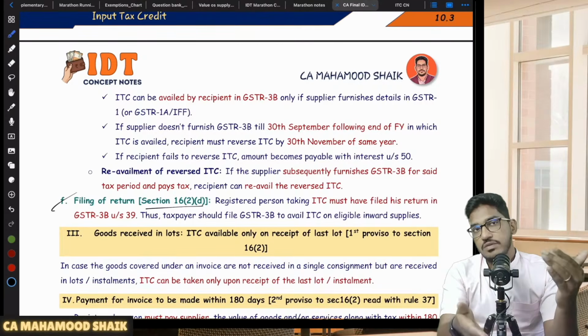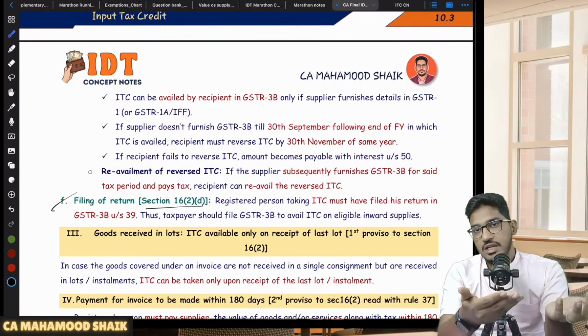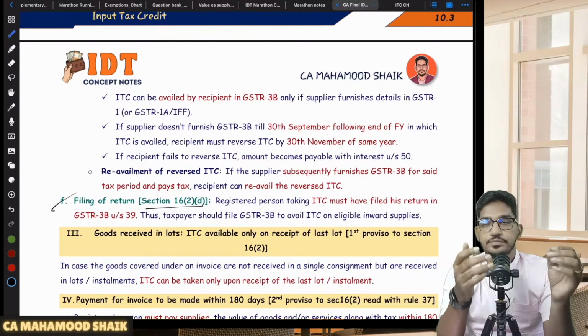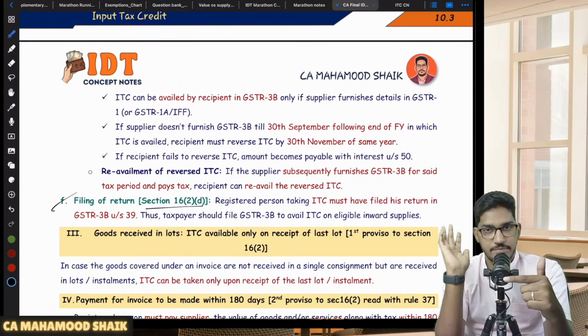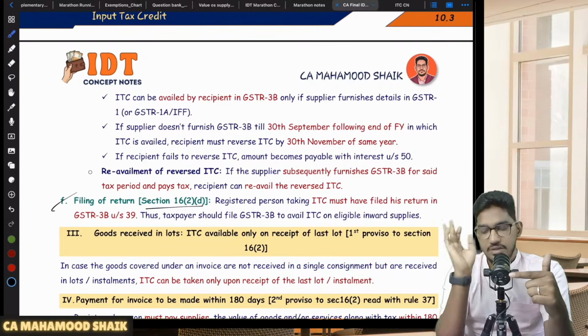So don't have a wrong notion that when it is shown in GSTR 2B, it is automatically credited. No, that just shows you how much amount you are eligible for. You have to file your returns and claim that money. Which return do you have to file? GSTR 3B.